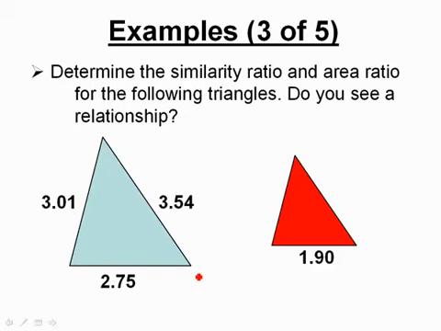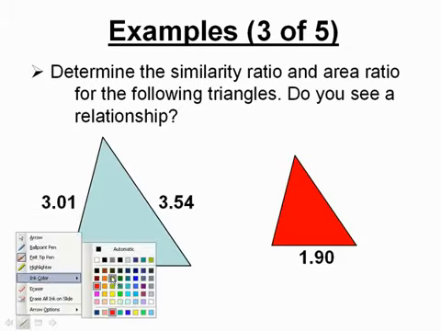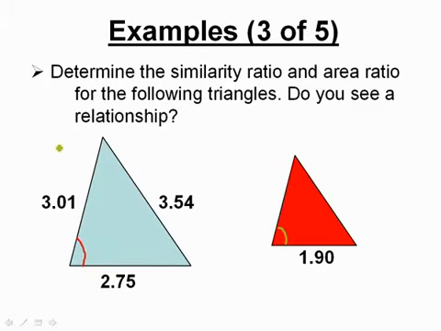Example 3 of 5. Determine the similarity ratio and area ratio for the following triangles. Do you see a relationship? I'm telling you these two triangles are similar. I'll just switch ink color quickly to green: that angle is equal to that angle, and that angle up here is equal to that angle up here. Just so it's very clear. Knowing the information given, can you determine the ratio between the sides and the ratio between their areas?